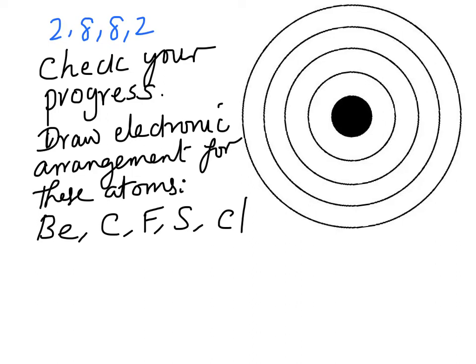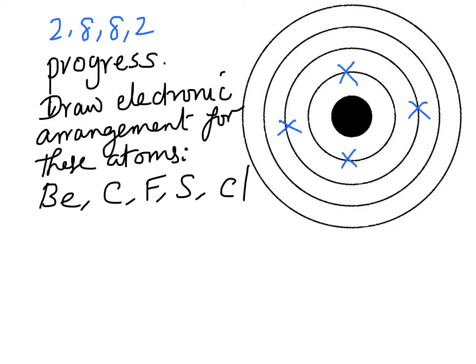If you've been following this and have understood how to draw electronic arrangement for atoms, you should now be able to draw similar electronic arrangement for beryllium, carbon, fluorine, sulfur and chlorine. Try this for yourself. Pause the video now and check back and play it again to check the answers. Time to check your answers.